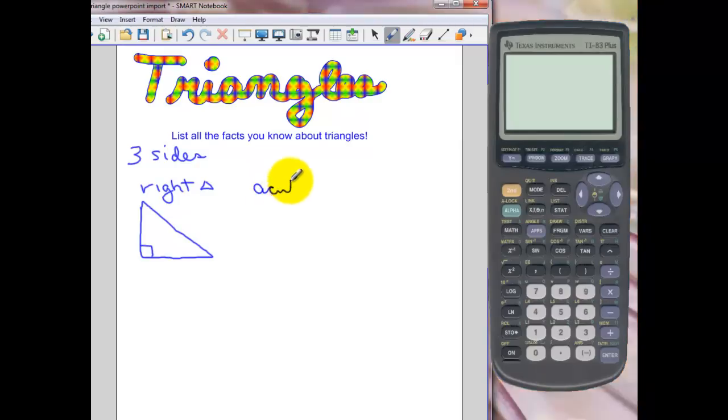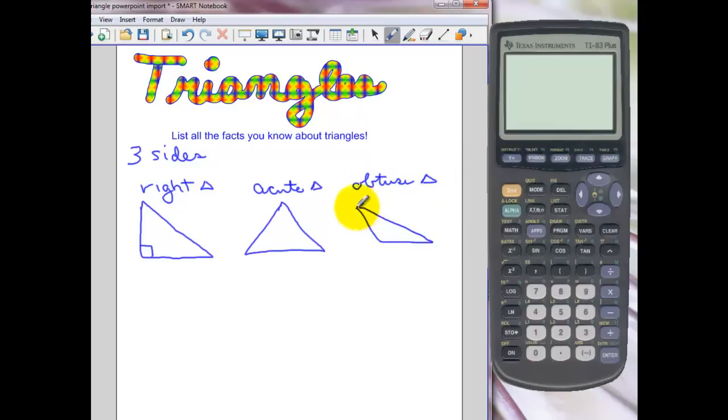There could be an acute triangle, where, if you remember from geometry, acute angles are less than 90 degrees, so all three of these angles are less than 90. And we can have an obtuse triangle, where one of the angles is bigger than 90 degrees. In all these cases, you might remember that the sum of the angles, and we'll be using this fact in our problems today, is 180 degrees.